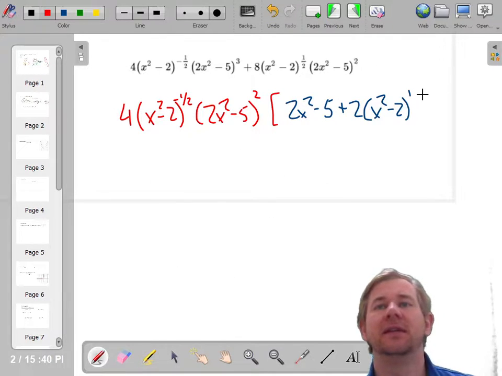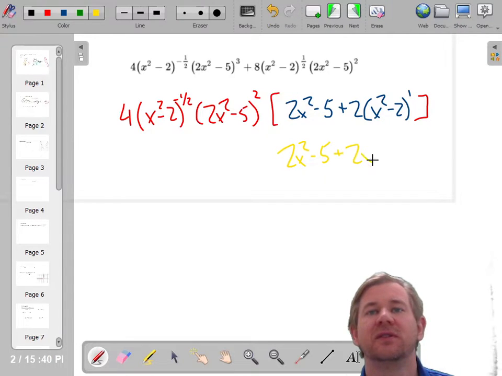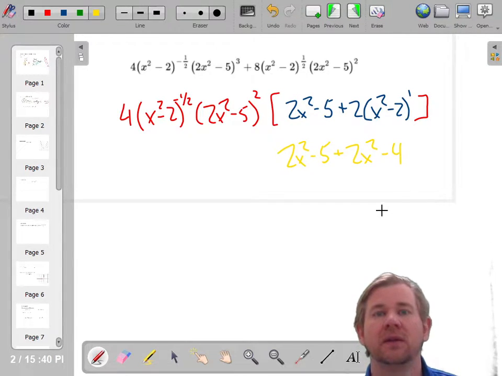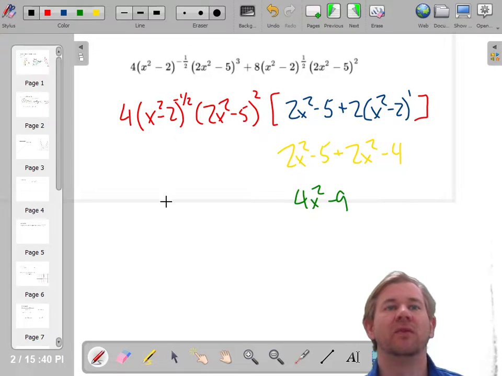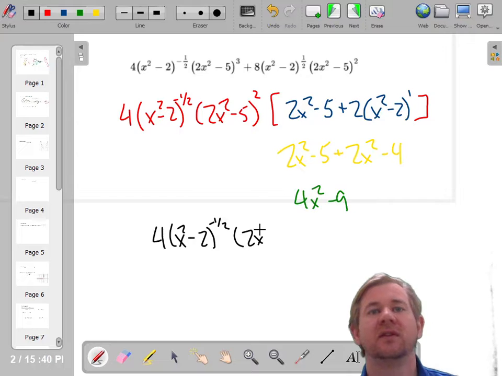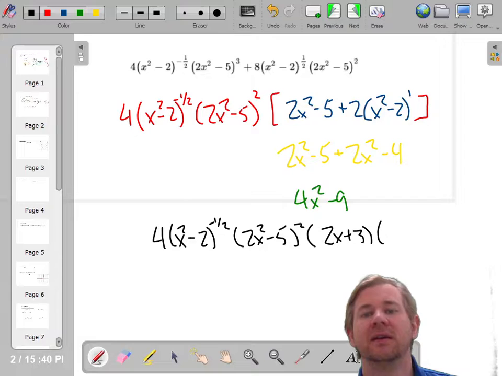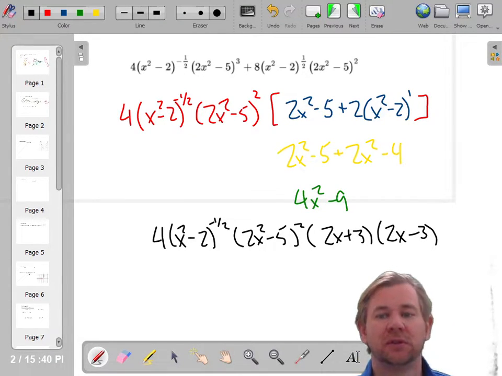That's why this is 1, because you're using subtraction rules. 1/2 minus negative 1/2 is positive 1. And now on the inside, I'll simplify that. So this is 2x squared minus 5 plus 2x squared minus 4. So that's 4x squared minus 9. So we have 4 times x squared minus 2 to the negative 1/2, times 2x squared minus 5 squared. And this is 2x plus 3, 2x minus 3. So super duper factorable. But that's okay. That's cool when that happens. Okay. What else you got?